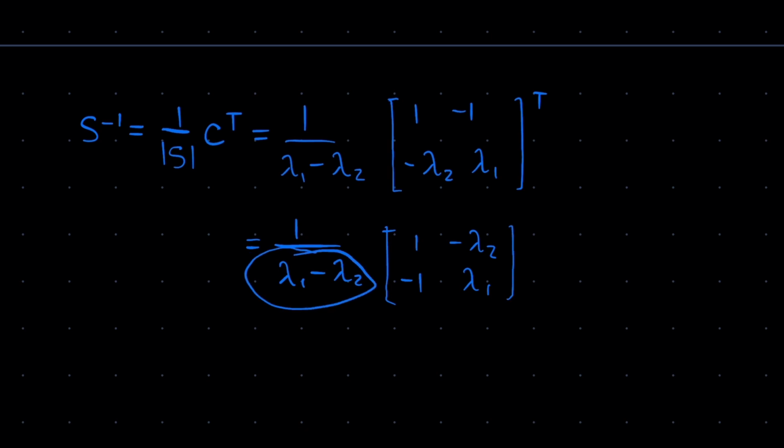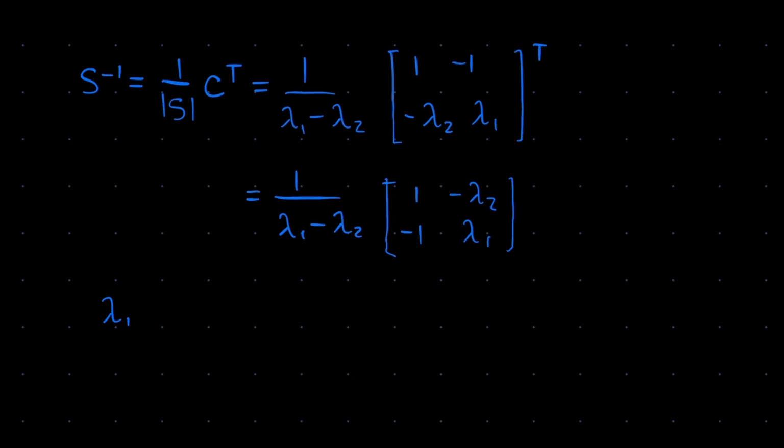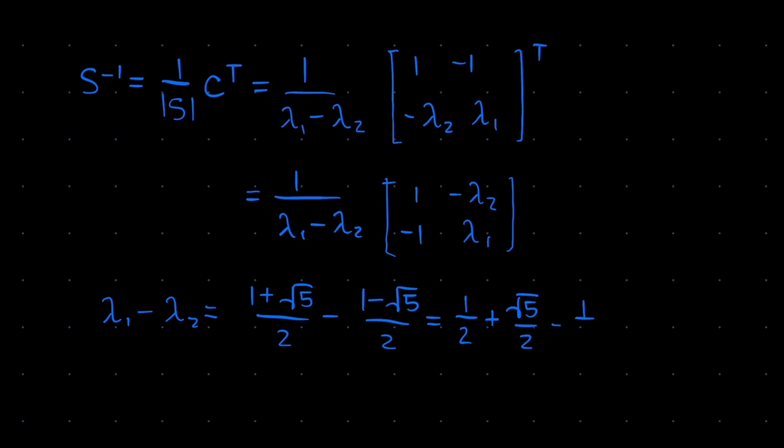Now, what is lambda 1 minus lambda 2? Well, lambda 1 minus lambda 2, the difference of the eigenvalues, is (1 plus the square root of 5)/2 minus (1 minus the square root of 5)/2. And what's that? That's 1/2 plus the square root of 5 over 2 minus 1/2 plus the square root of 5 over 2, which is, these two cancel out, and we directly have the square root of 5 itself. Beautiful. And so we can write this as 1 over the square root of 5 times this matrix.